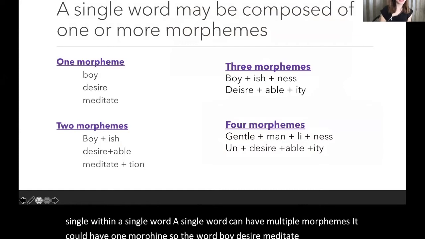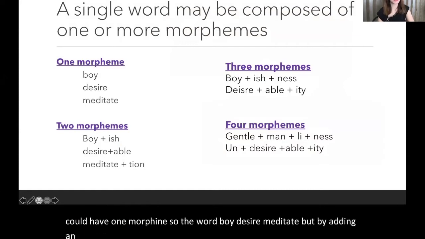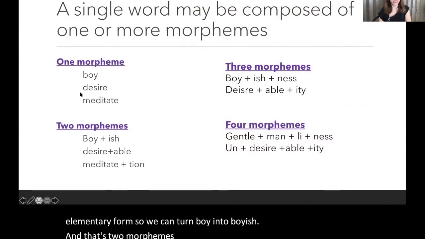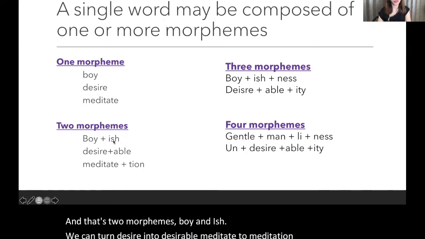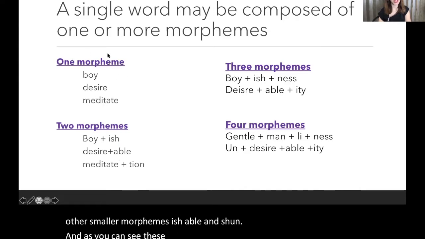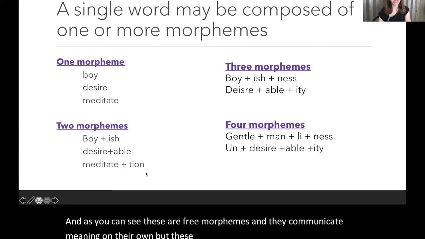But by adding additional components to this elementary form, we can turn boy into boyish, and that's two morphemes, boy and ish. We can turn desire into desirable, meditate to meditation by adding these other smaller morphemes, ish, able, and shun. And as you can see, these are free morphemes and they communicate meaning on their own, but these ish, able, and shun need to be attached to another morpheme to communicate meaning.